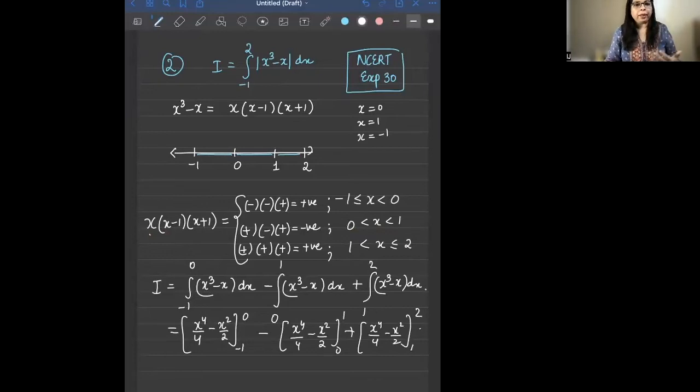So when we put the limits, in the first integral, first we will put 0, all terms will be 0. And when we put minus 1, we will get minus 1 by 4 plus 1 by 2. Minus, because the terms of 0 will have the minus 1 terms subtracted from them, so we are getting minus 1 by 4. And on putting 1 and 0, 1 by 4 minus 1 by 2, and here when we put 2 and 1, we are getting 4 minus 2 minus 1 by 4 plus 1 by 2, and on solving this, our answer is 11 by 4. So this is a simple question.